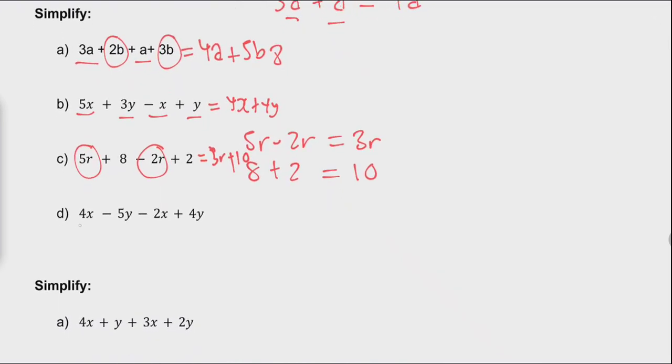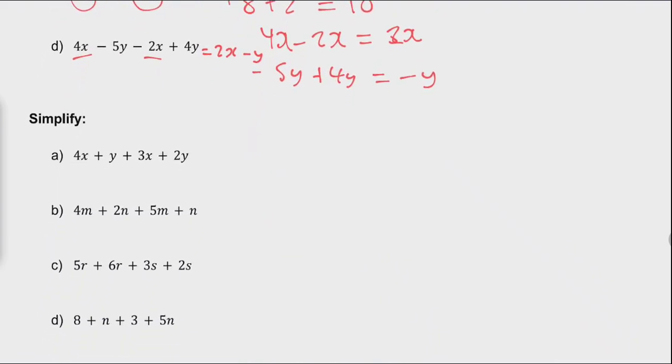Okay, and then the final one, we have 4x minus 5y minus 2x, add 4y. What like terms do we have? Well, we have the x terms. Let's deal with those first. 4x minus 2x, that is 2x. And then we have minus 5y, add 4y, is equal to minus y. So we have 2x minus y.